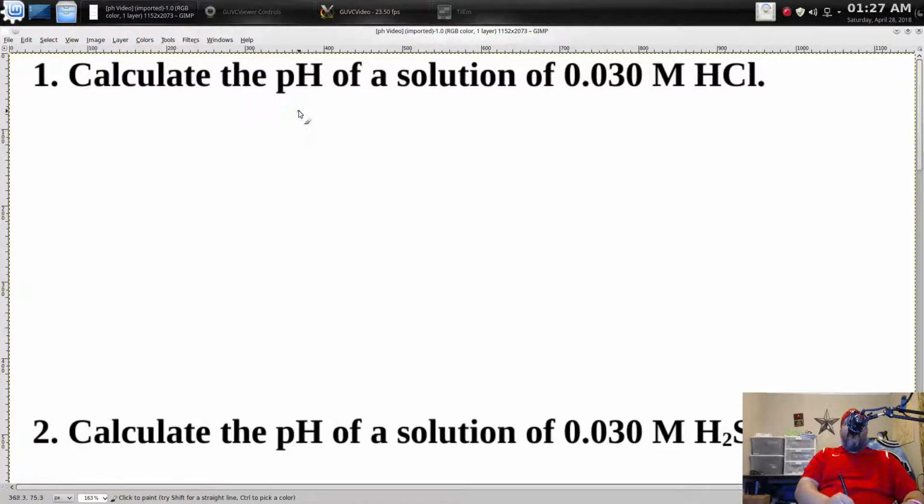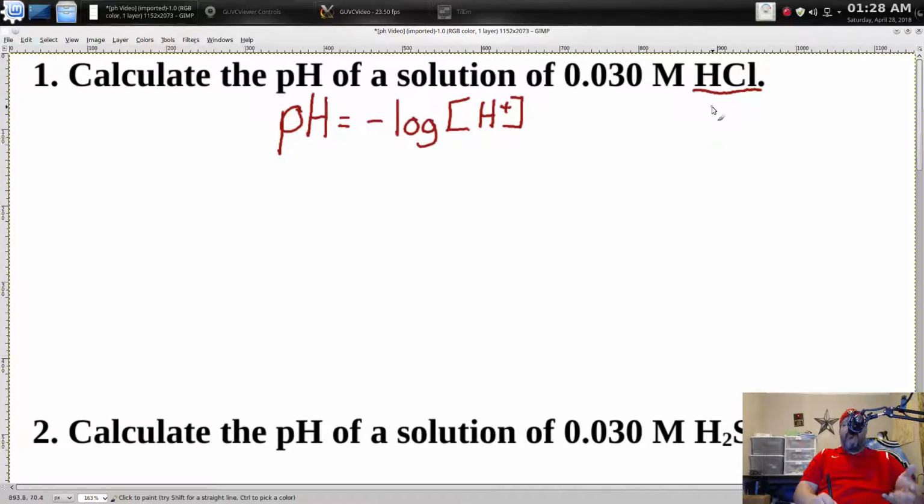So let me write that down for you. This is the formula for pH. pH equals the negative log of the hydrogen ion concentration. So what we need to do is look at the formula of the acid or the base that we are given. Well, if you notice here, we are given an acid. That's great. If we're given an acid, this isn't so bad.